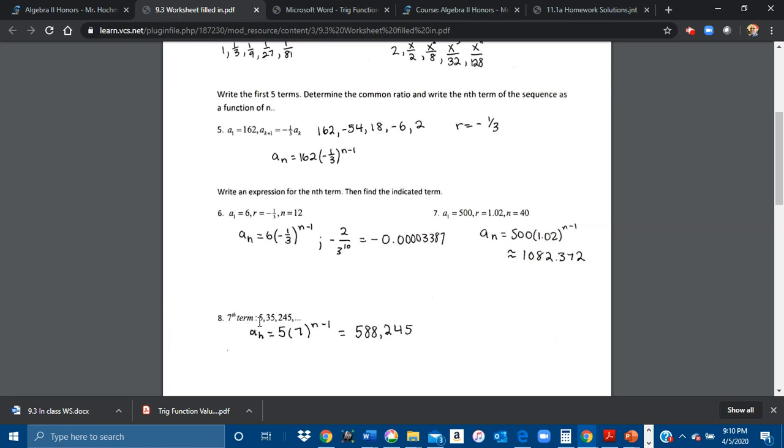All right, let's find the 7th term of this. Well, here I go from 5 to 35, so I know that my ratio is 7. 35 times 7 would be 245. And I want to find the 7th term. So here's my a sub 1, 5. My ratio is 7 to the n minus 1 or 6th power. So if I did 5 times 7 to the 6th power would equal 588,245. So I'll give you a second to jot those down.